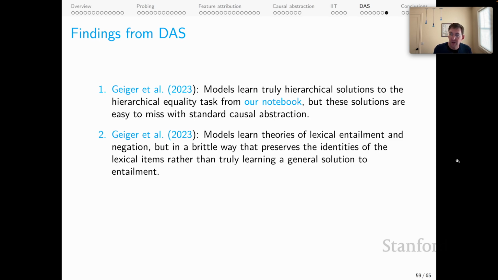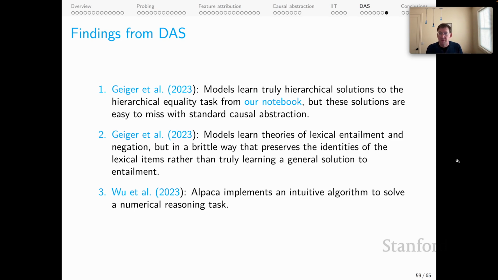And the third finding is from a separate paper. And this is tremendously exciting because it shows that we can scale to levels that were impossible before due to our lack of a need for searching for alignments, because now we essentially learn the alignment. So we scaled DAS to Alpaca, and we discovered that Alpaca, a 7 billion parameter model, implements an intuitive algorithm to solve a numerical reasoning task. And I think this is just the start of the potential that we see for using DAS to understand our biggest and most performant and most interesting large language models.